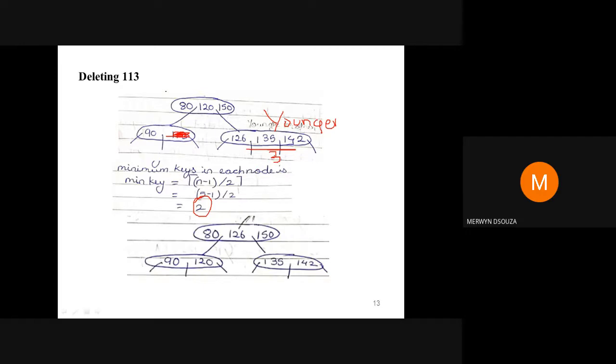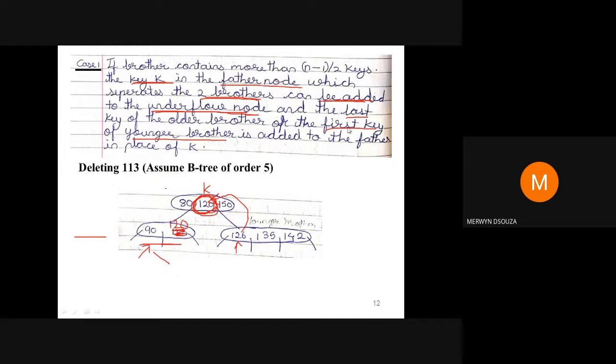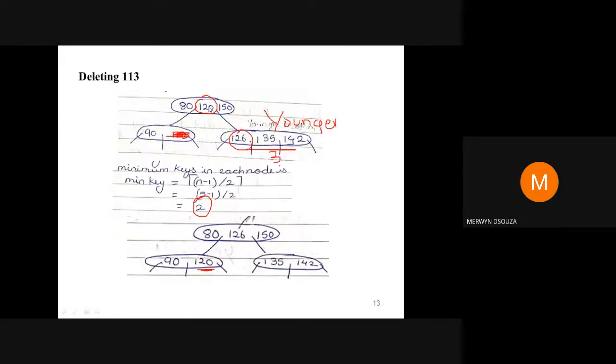So case 1 says copy this k here. So I copied here, you can see I copied 120 there. And then I have to copy 126, which is the first key of the younger brother, in place of k. So I take 126 and I copy it in place of k. So here it is 126. Since I've copied it up, I did not keep it here.